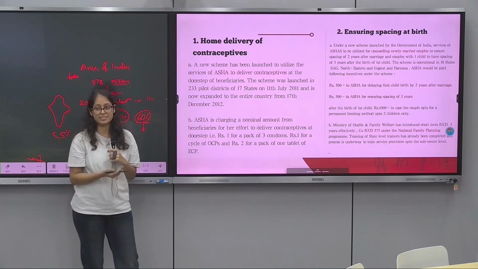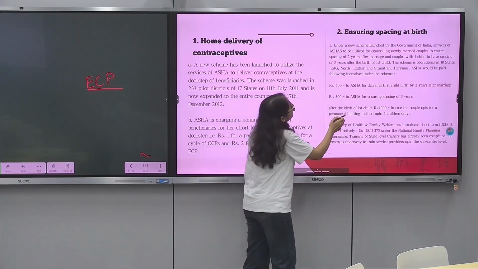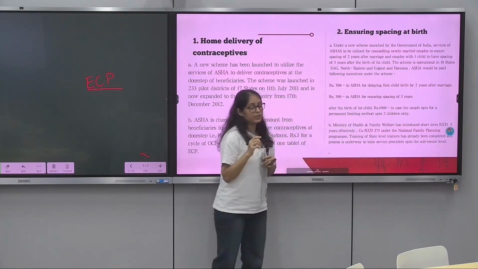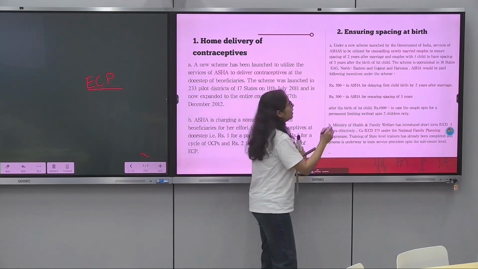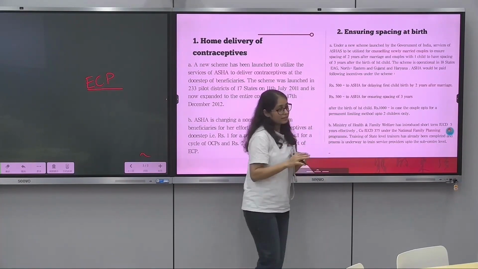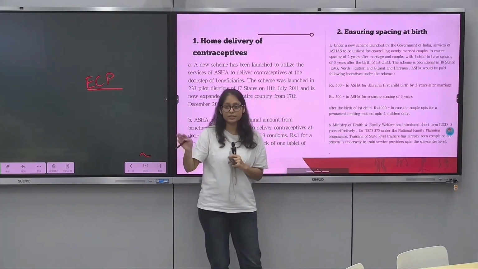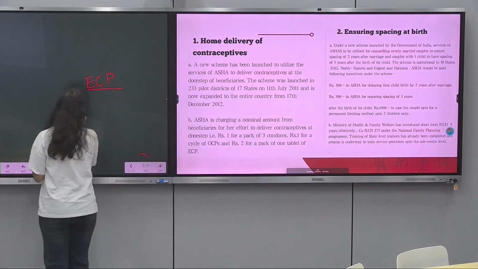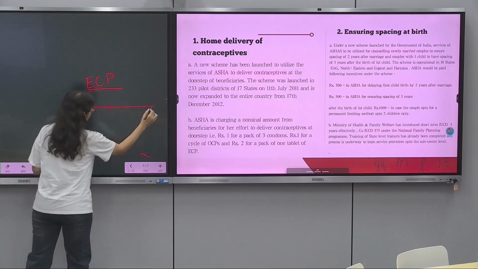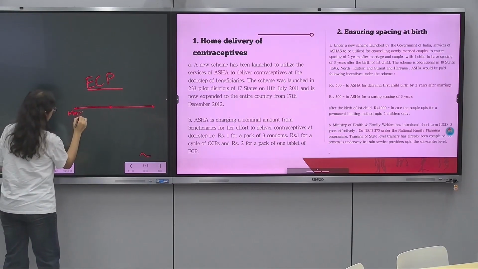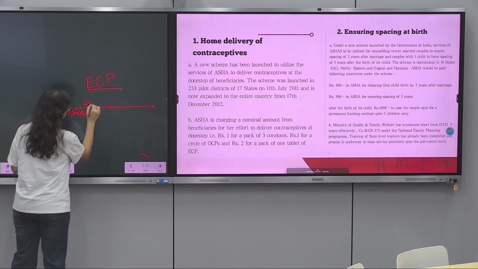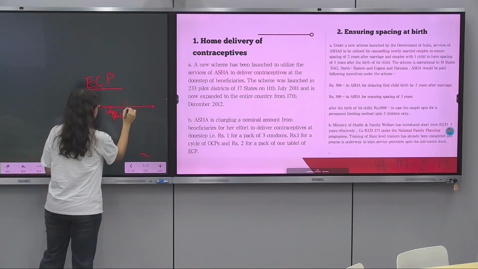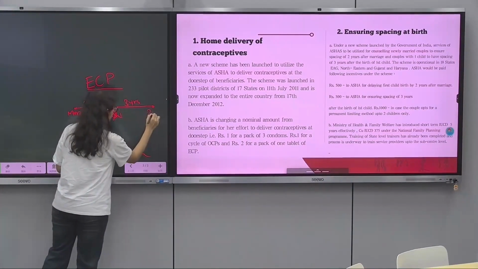Emergency contraceptive pills. Next is ensuring spacing at the time of birth. So we want spacing, especially in this scheme, where married couples should, after marriage, have their first child after 2 years, and after 3 years they should have their second child.